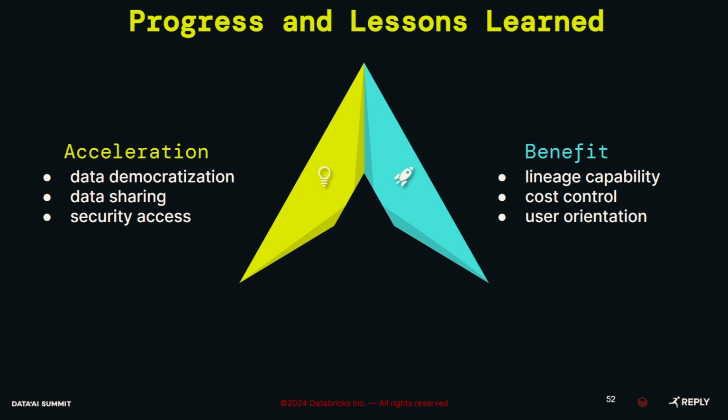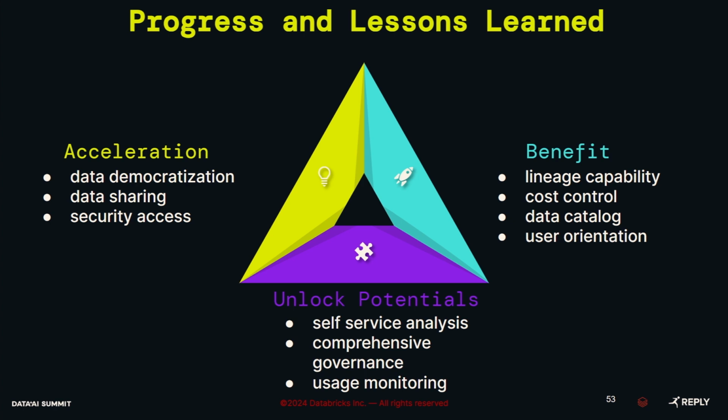As I said before, this migration brought several benefits to CNH. The lineage capability. Now, with respect to the situation before, we can keep the cost under control and have a more user-oriented data platform. And finally, the unlocked potential: involving users and helping them understand the importance of proper governance, and the ability to perform self-service analysis inside the platform.